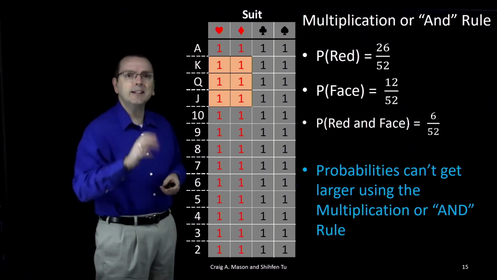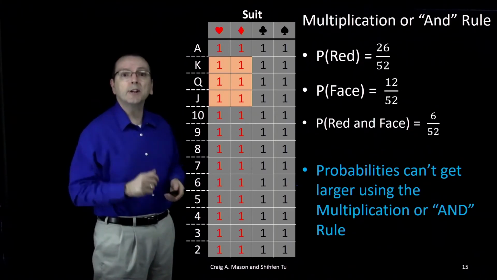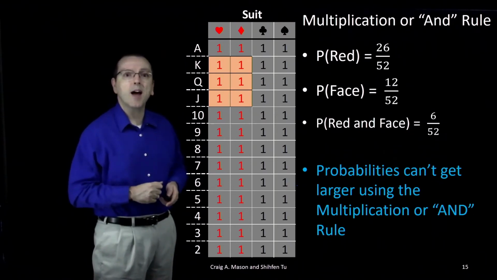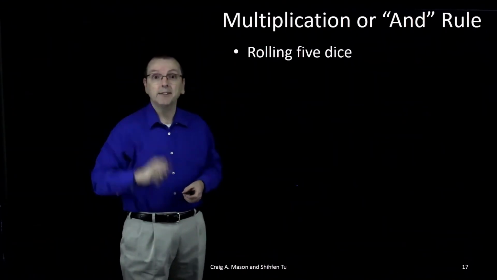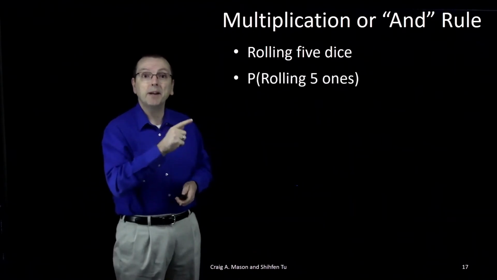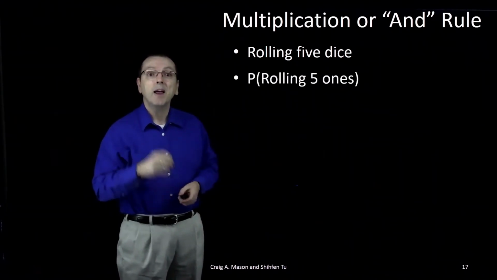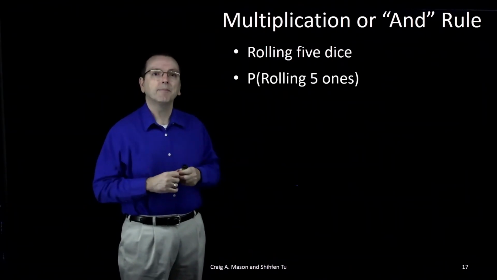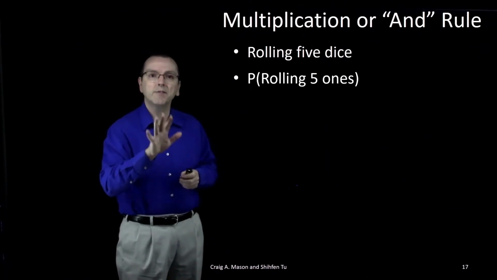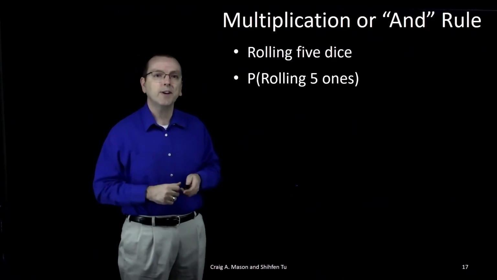Now, let's dig into this a little more with a different example, going back to dice. Let's say that I'm rolling 5 dice, and I'm interested in the probability that all 5 of them land on a 1. How would I estimate that? Well, why don't you pause the video for a moment and see if you can figure that out.